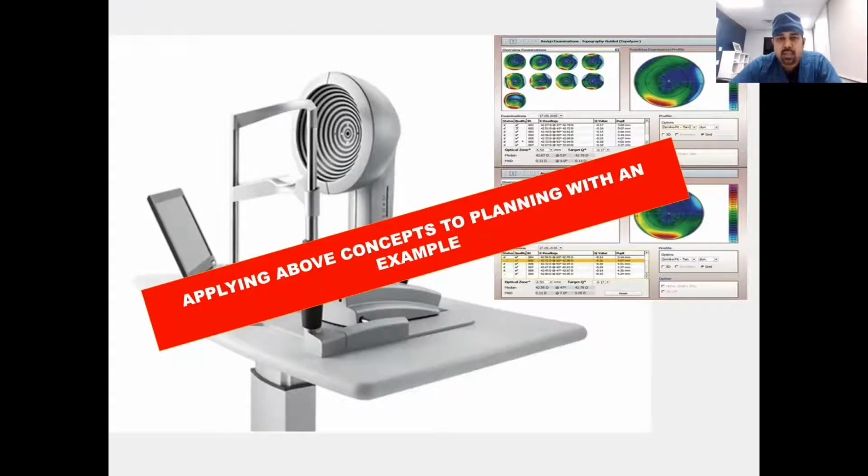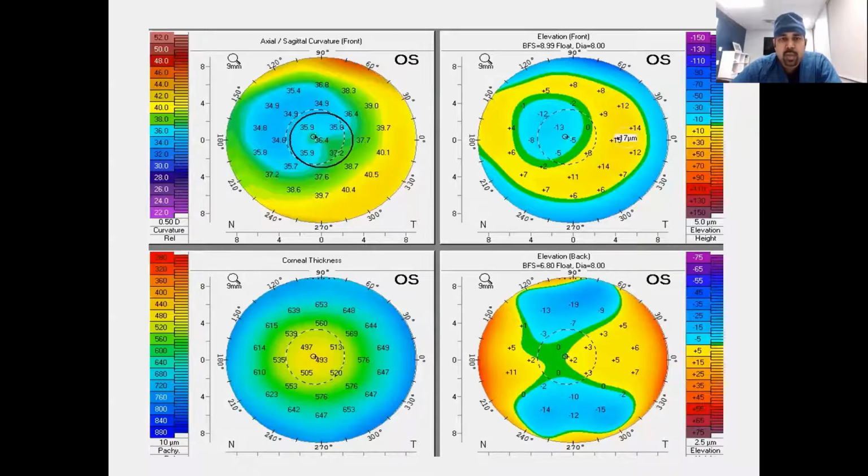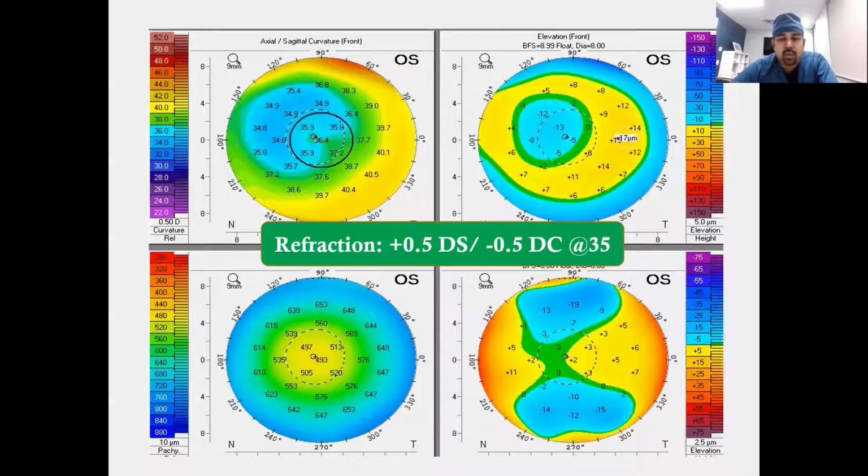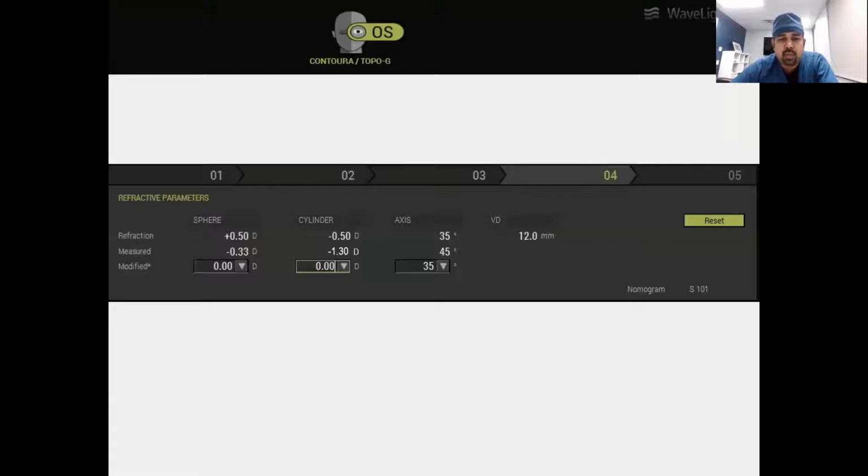And let's apply this to an example and see how we can apply it. So this is another patient who came in with a decentered ablation, and this patient had significant coma, and his vision was around 20/30, but he had a lot of glare in the evening, and he wanted to have a resurfacing of his surface. This patient had just a 0.5 diopter cylinder on his refraction, and when we looked at his topo-guided treatment platform, his actual cylinder was minus 1.3, which was about 0.8 diopters more than what he was actually accepting on refraction.